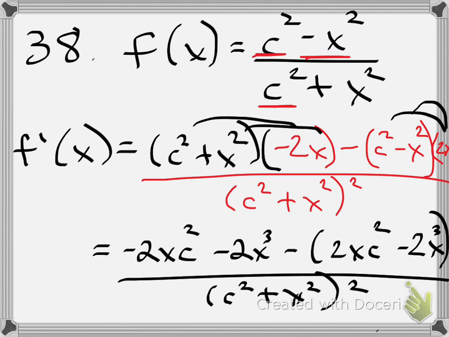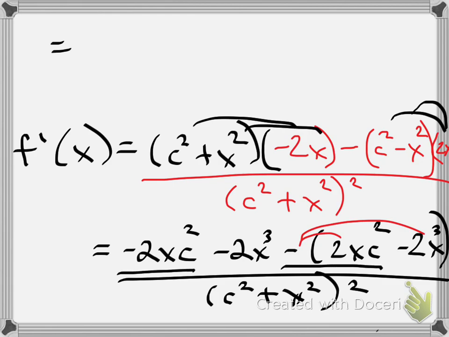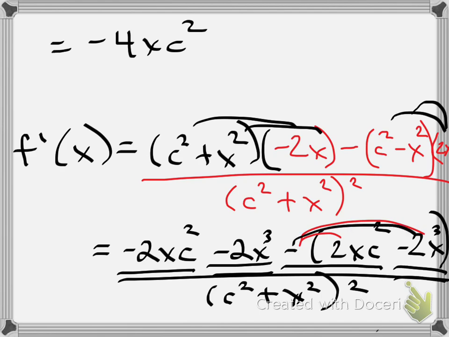And then when I distribute this negative 1 right here, let's see, then we're going to get negative 2xc squared and negative 2xc squared. So that's negative 4xc squared. And then we have negative 2x cubed and then plus 2x cubed. So that's gone. Over c squared plus x squared squared. So that's our answer.